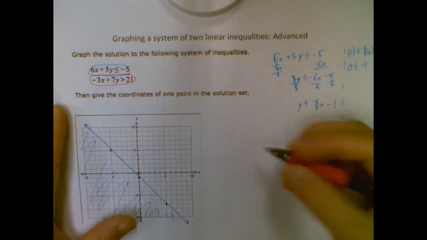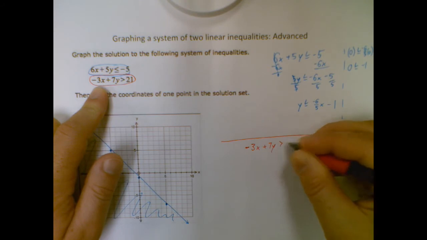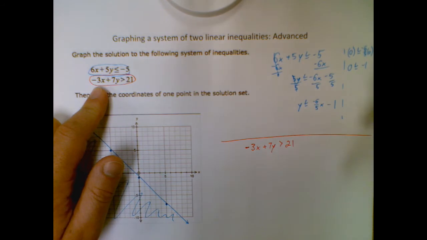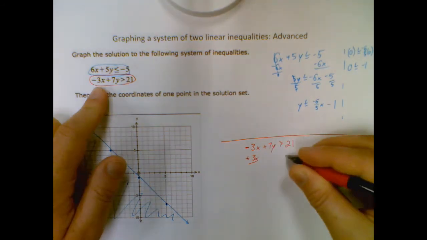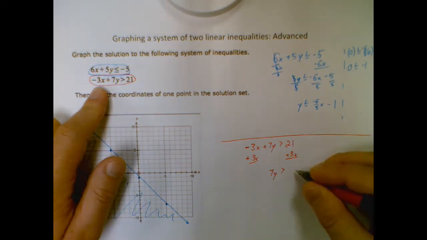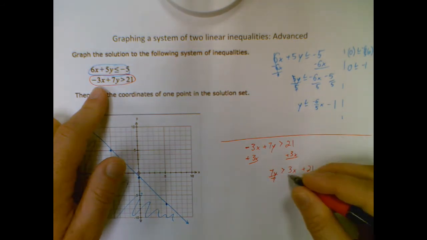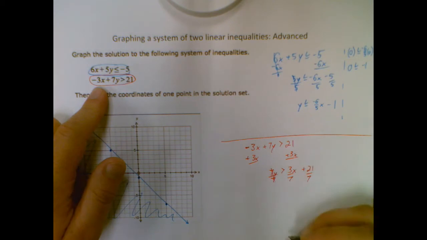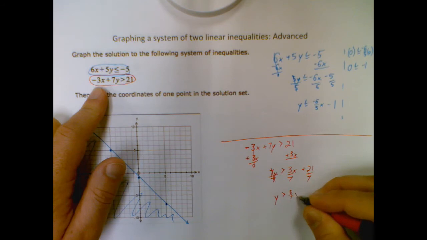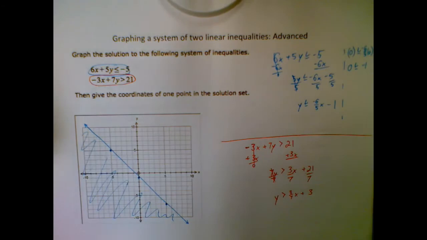All right, now for my second one, I have negative 3x plus 7y is greater than 21. Same idea, I want to still get the y by itself. So add 3x, and once again, these are not like terms, and I want the x to be first, so 3x plus 21. Divide everything by 7 to cancel out my coefficient there. So I end up with 3/7 x plus 3, 21 over 7. And so I can go ahead and graph this now.